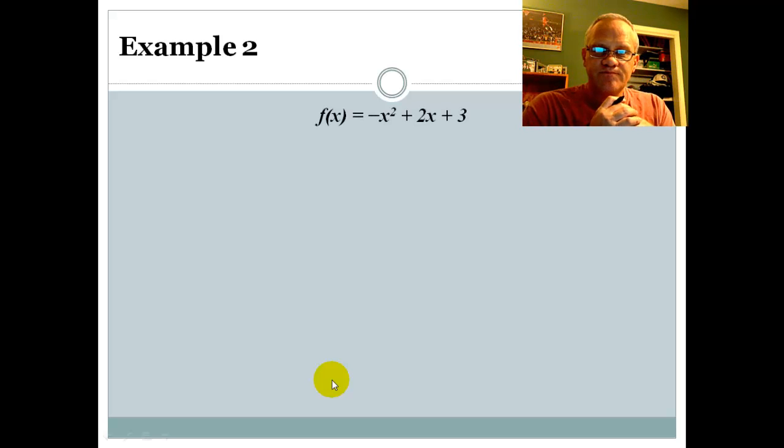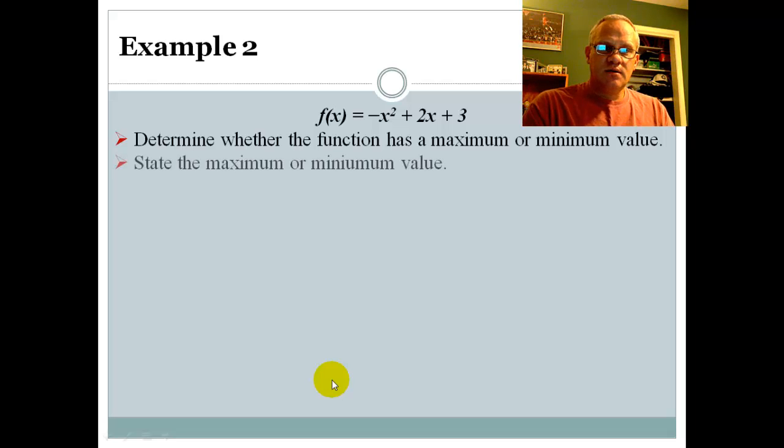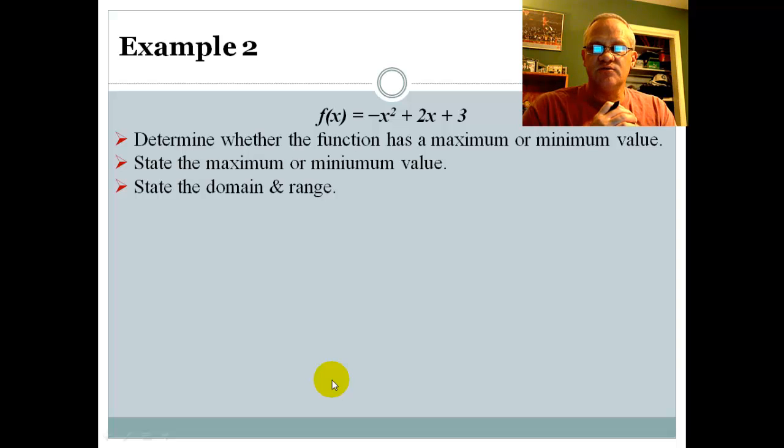Here's our function: f of x equals negative x squared plus 2x plus 3. What we're going to do on this one is determine whether the function has a maximum or minimum value. Then we're going to state the maximum or minimum value. And then we're going to state the domain and the range. Oh no, domain and range again. Okay. Not too bad on this one.